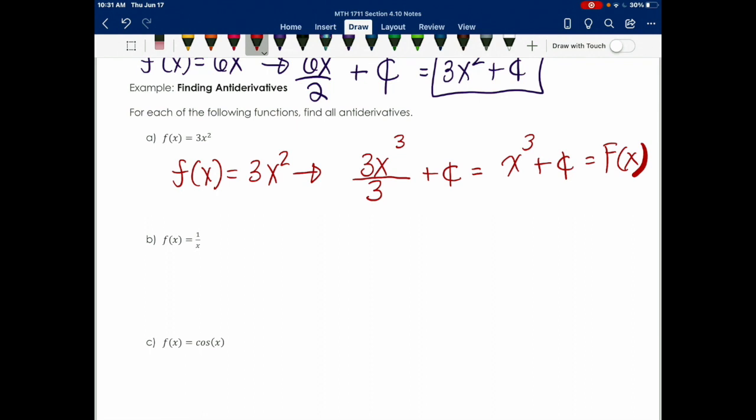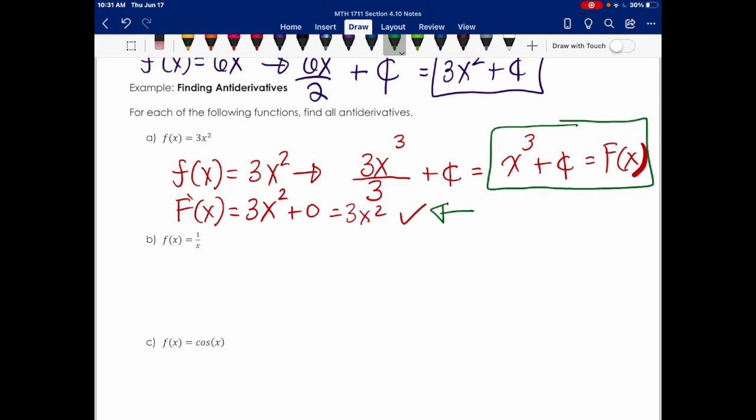We'll use capital F for the function, and we'll use lowercase f for the derivative. So when I take the derivative of capital F, let's do a check. I would take the 3 down in front, decrease the exponent by 1, and then when I take the derivative of that constant, I'm going to get a plus 0, which is just 3x squared.